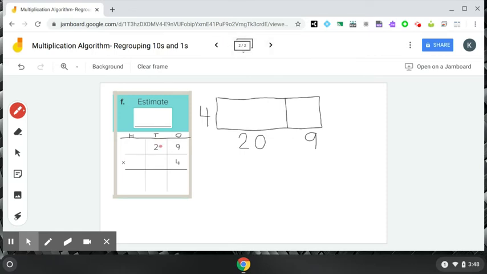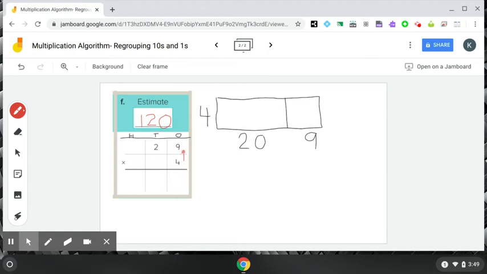Our next example has 29 times 4. So when we go ahead and estimate, 29 is almost 30, we have to round up, right? And 30 four times is 30, 60, 90, 120 again. Okay. So we have 120 again for an estimate. Let's take a look as we do the math now.